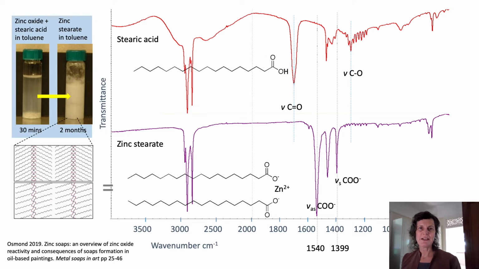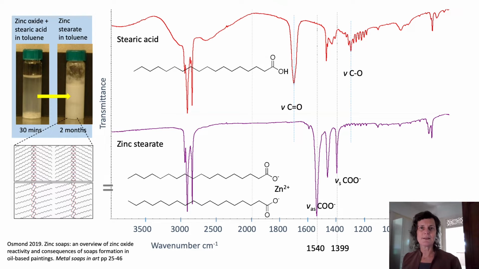A very clear change in FTIR absorption accompanies formation of crystalline zinc soap from stearic acid. In the experiment shown, zinc oxide and stearic acid powder were mixed into a vial of toluene. The stearic acid spectrum is shown here in red. Unlike in oil paint, in this model the stearic acid is not present in triglyceride structures and there is no cross-linked polymer network. There is therefore no initial formation of amorphous or network-bound zinc soaps.